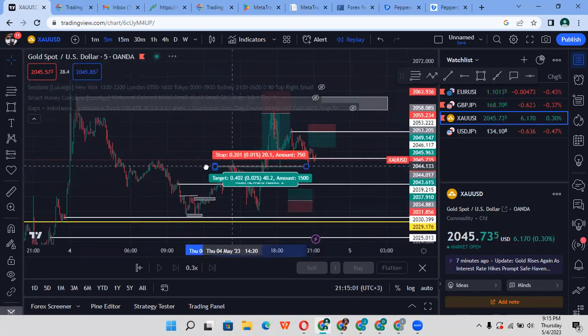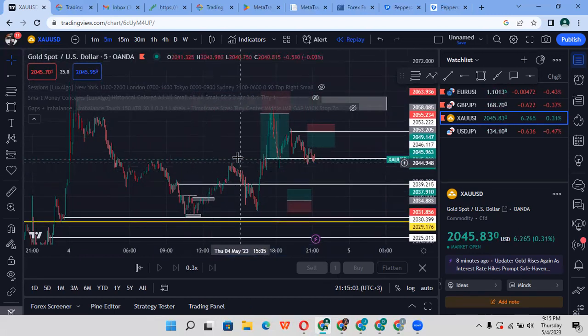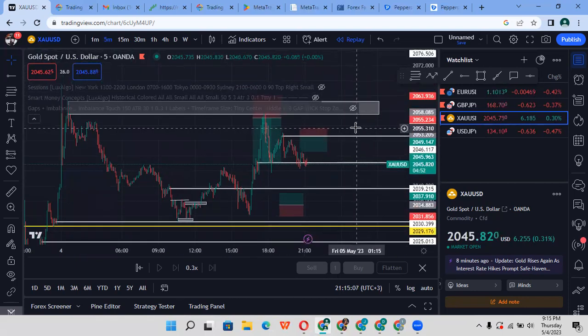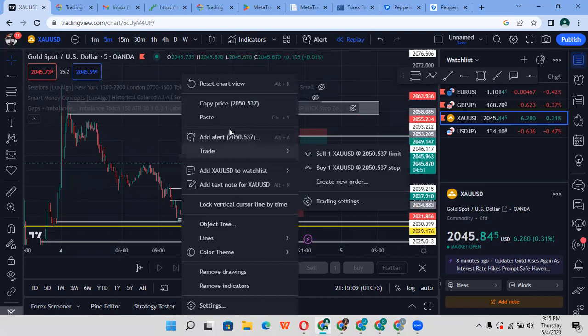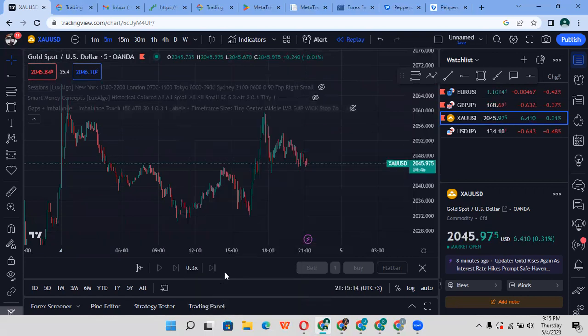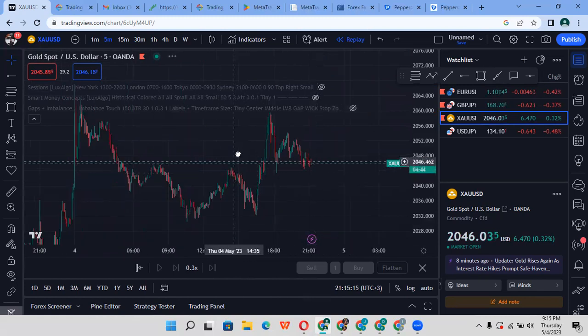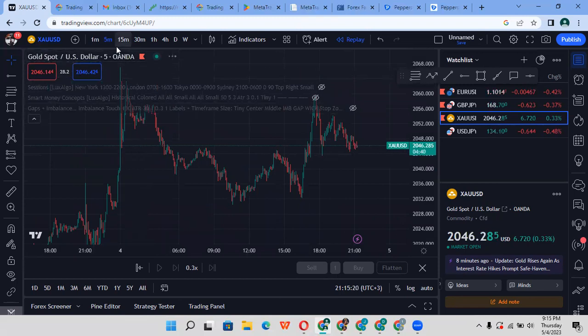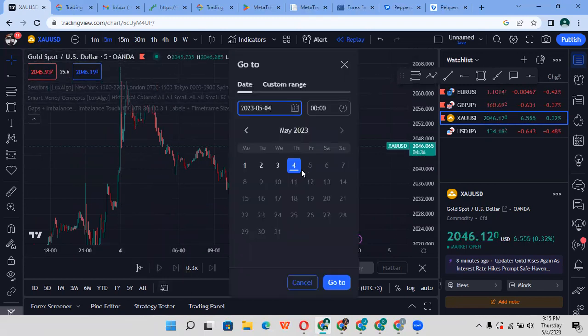I had a sell at this level, and also I had a sell at this level. So let's do a top-down analysis. I'll just remove my charts. Let's remove the drawings, and I am going to take this to the beginning of day, which was the 4th.